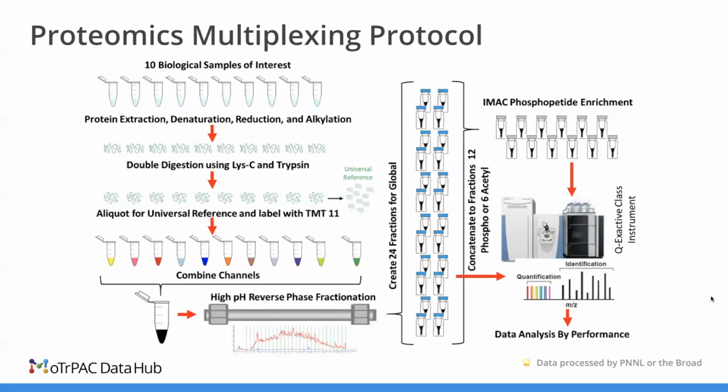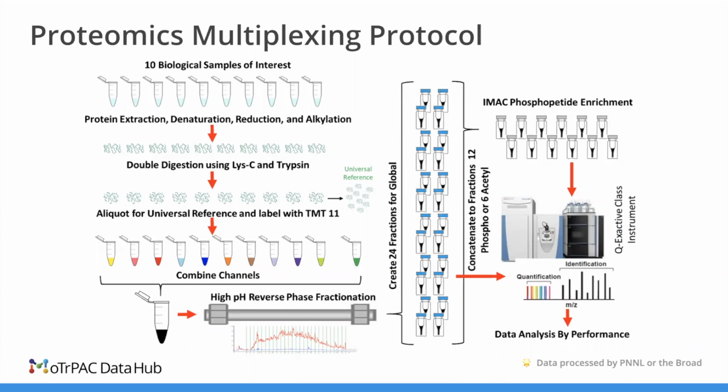So this is a diagram of the proteomics multiplexing protocol. Again, we used a tandem mass tag technology in order to perform this study. What you can see here is the workflow where we take proteins, extract them, denature them, reduce them, alkylate them, digest them using a lysine C trypsin methodology.